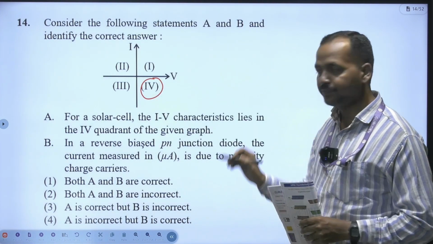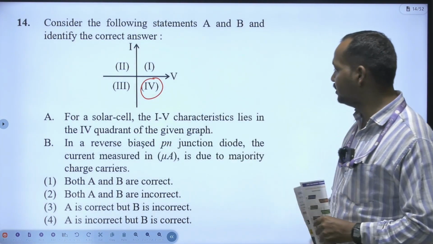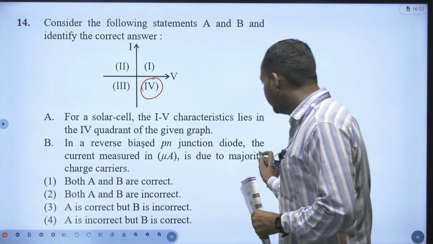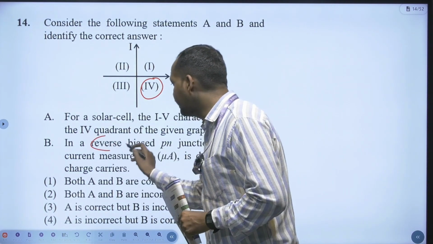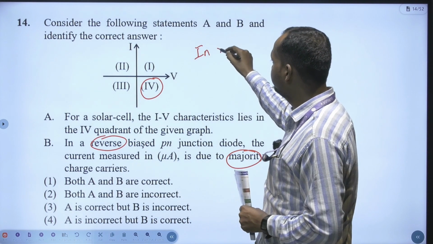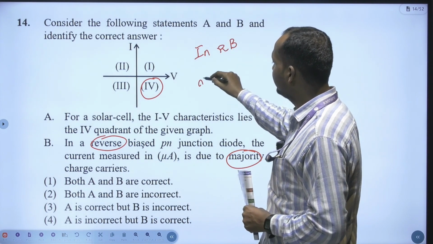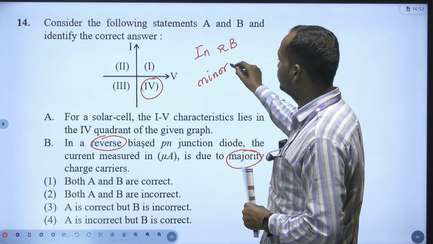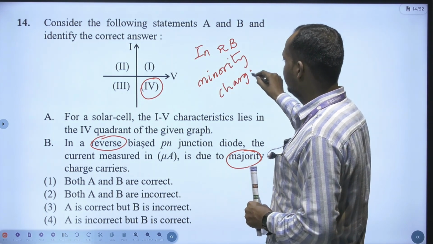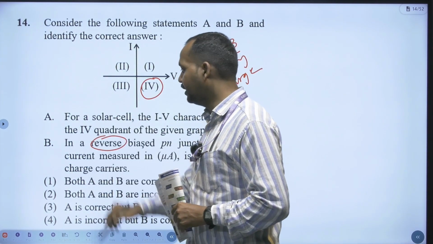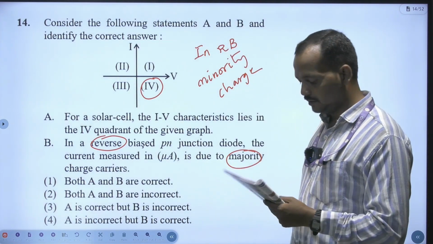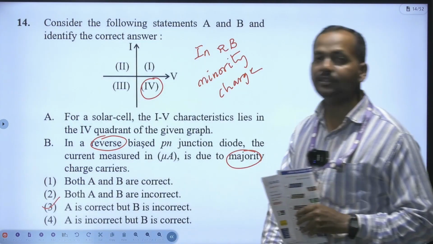Yes, this is correct. Next, in a reverse bias PN junction diode, the current measured in microamperes is due to majority carriers. No, wrong. In reverse bias, you write it down, minority carriers will work. The current is due to minority charge carriers. So that's why A is correct, B is incorrect. That option is the third one.